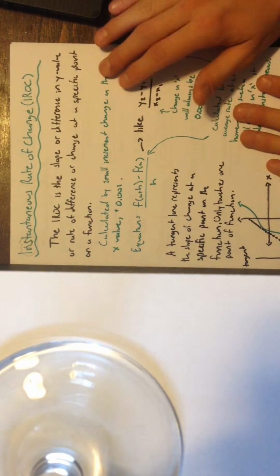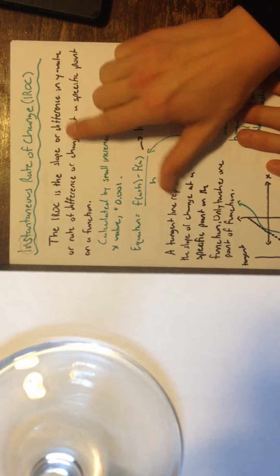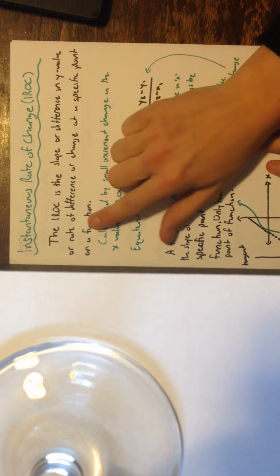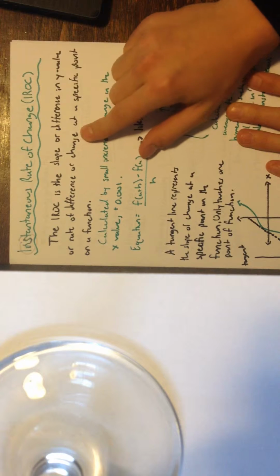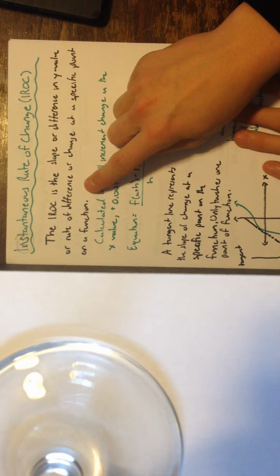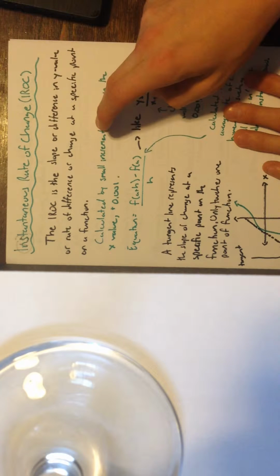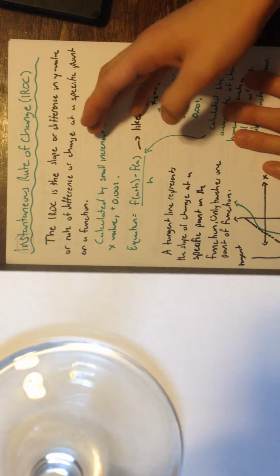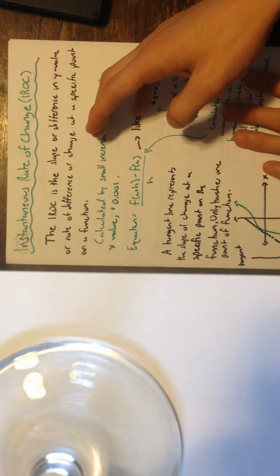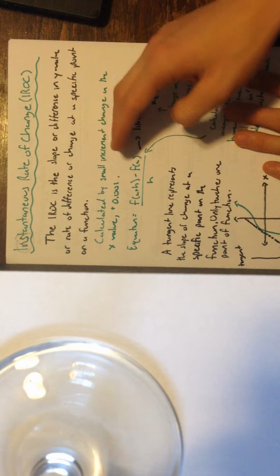The instantaneous rate of change, or the IROC. The IROC is the slope, or difference in y value, or rate of change at a specific point on a function. So what we're looking at is a rate of change at a specific point in the function, or an instantaneous rate of change, and it will be the change in y values at a specific point. So whether at a specific point the function is increasing or decreasing by a certain value.